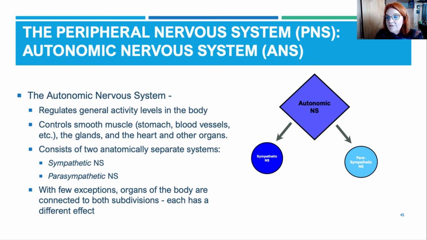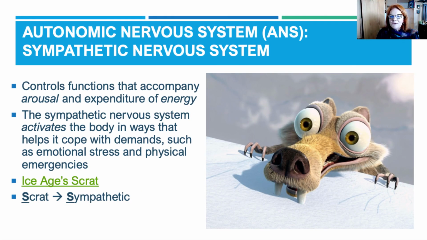Both of these aspects of the autonomic nervous system innervate different parts of the body, and often they have opposite effects. So, for example, when the sympathetic nervous system is activated, it causes your heart rate to increase. Now, if the parasympathetic nervous system is activated, it causes your heart rate to decrease. So they often have opposite effects. How can you remember the difference between the sympathetic and the parasympathetic? Well, hopefully this will help.